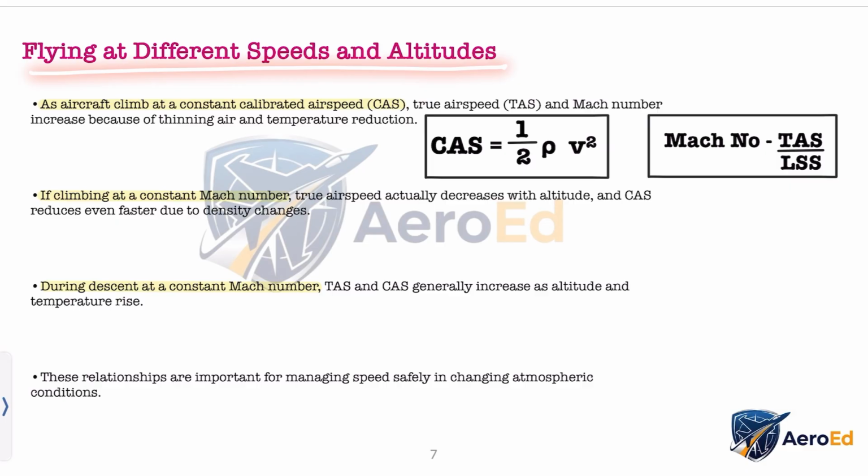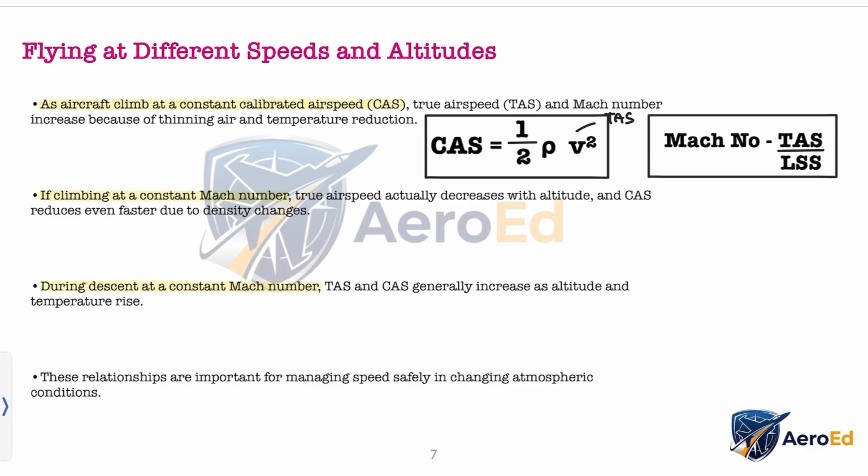So with these two relations, CAS equals half rho v square and Mach number equals TAS by LSS, I am going to explain these three situations. But before that, you should know that CAS, calibrated airspeed, equals half rho v square, where v is true airspeed, and Mach number equals true airspeed by local speed of sound. Alright, so let's read first.